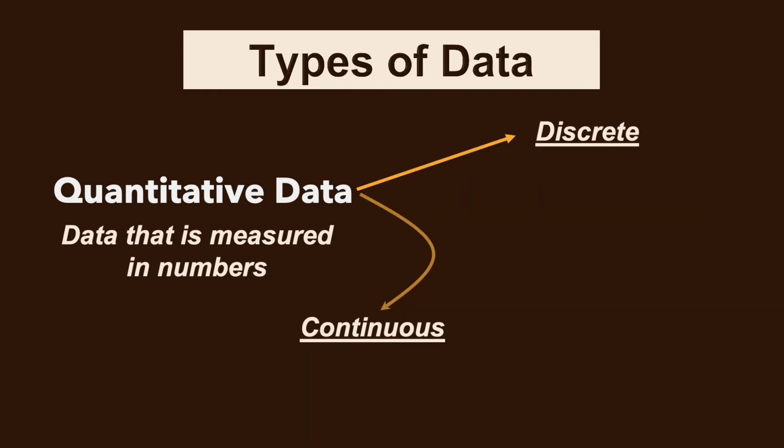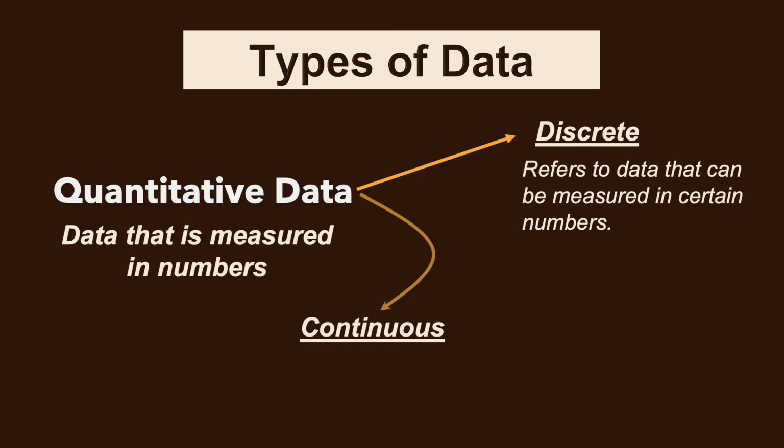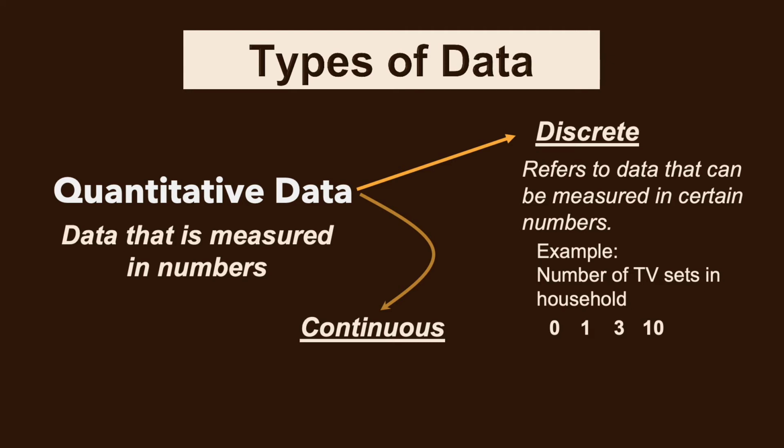Under quantitative data, there are two, discrete and continuous. Discrete data refers to the data that can be measured in certain numbers. One example of which is the number of TV sets in a household. Now, you can own 0 TV sets, you can own one TV set, then a family can own 3 TV sets, a family can even own 10 TV sets.